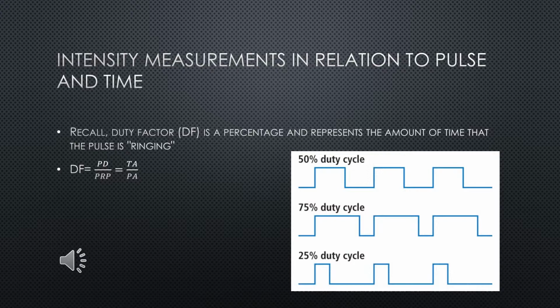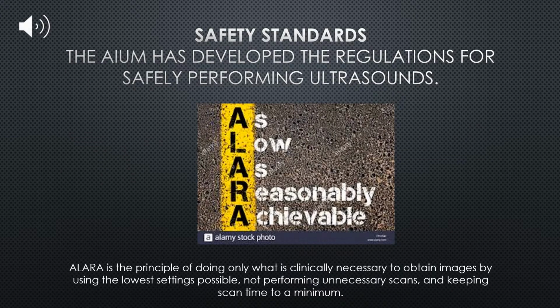Intensity measurements in relation to pulse and time. Recall, duty factor is a percentage and represents the amount of time that the pulse is ringing. Duty factor can be calculated through the pulse duration divided by pulse repetition period, and for bioeffects, the temporal average divided by the pulse average.